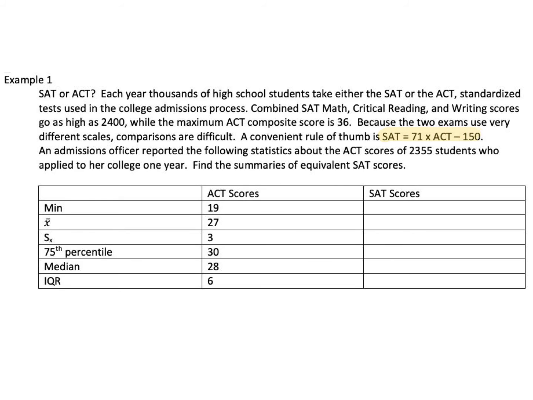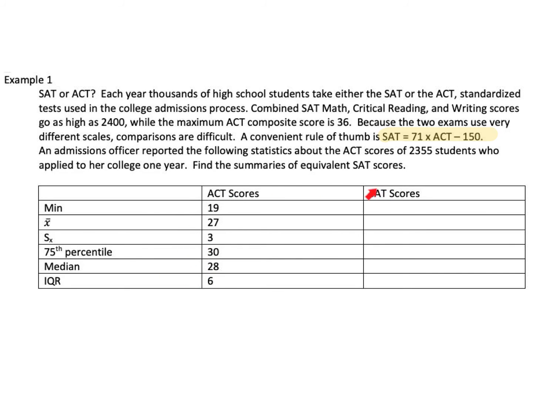Okay, so not perfect, but something that college admissions officers use to kind of figure out how it compares to the SAT. An admissions officer reported the following statistics about the ACT scores of 2,355 students who applied to her college in 1 year. Find the summaries of the equivalent SAT scores. So here are the ACT scores. Again, the maximum score is a 36. The minimum that they received was a 19. Here's the mean score of 27, standard deviation of 3, and some other reporting values.